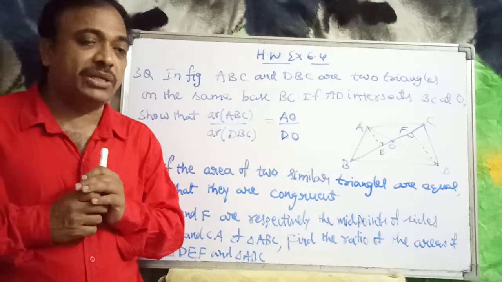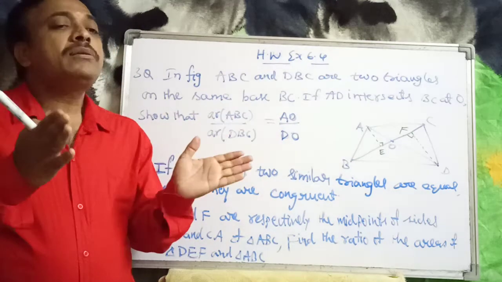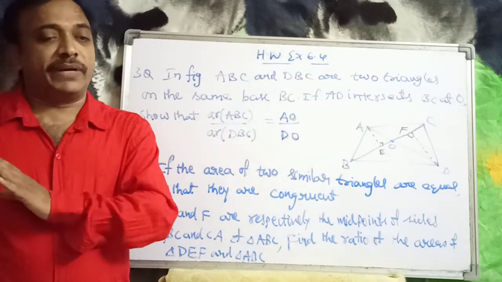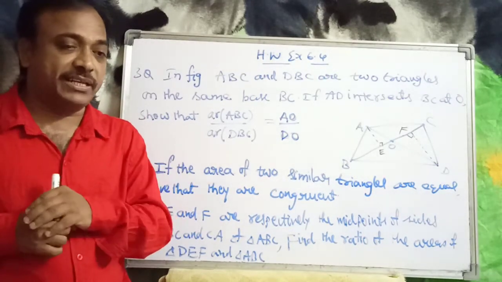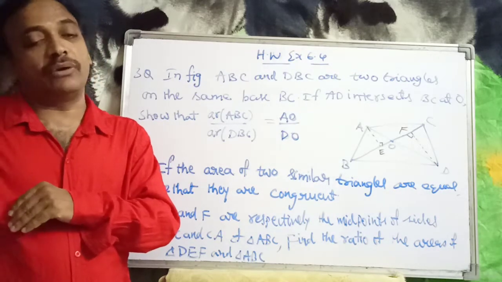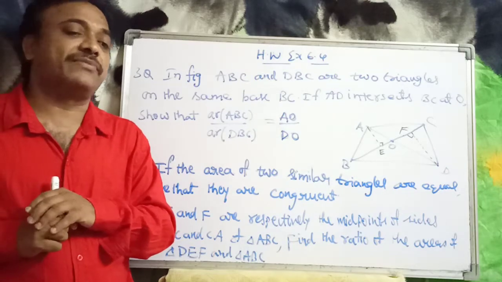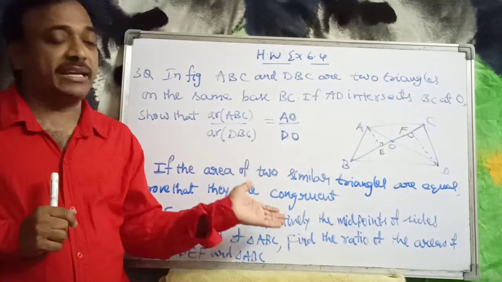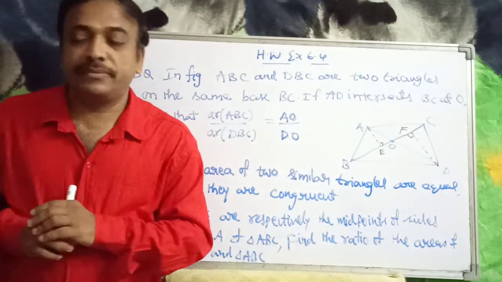I hope you understood areas of similar triangles. When the ratios are given, how to find the corresponding sides. When the corresponding sides are given, how to find the ratios. When triangles are similar, how to find the ratios. This is the application part of areas of similar triangles. There are leftover questions we will see in the next session. Thank you.